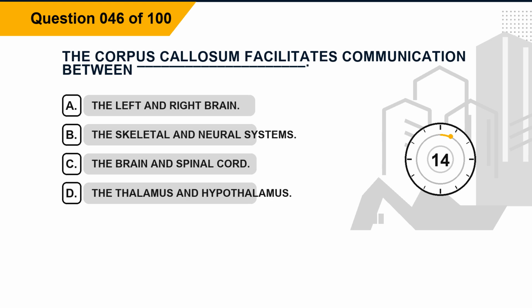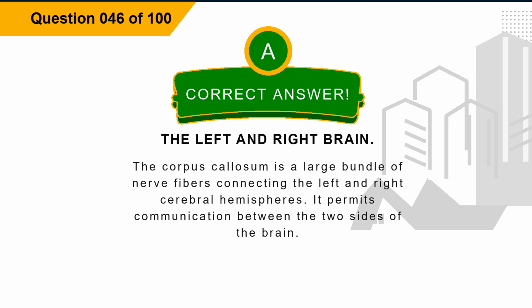Question 46. The corpus callosum facilitates communication between blank. Option A: the left and right brain. Option B: the skeletal and neural systems. Option C: the brain and spinal cord. Option D: the thalamus and hypothalamus. The correct answer is option A: the left and right brain.